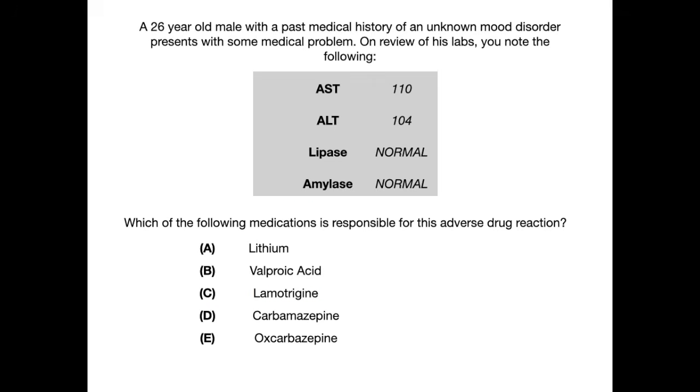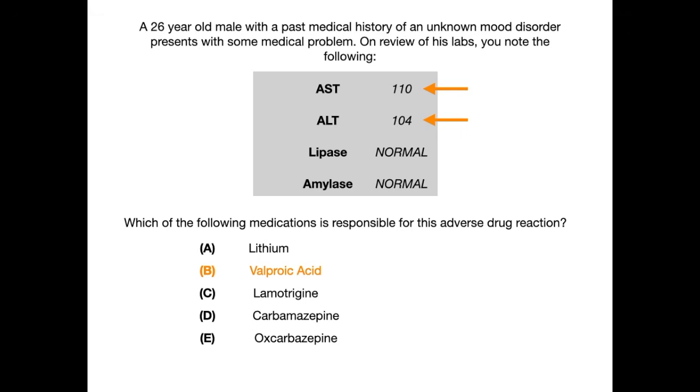Now let's do this practice question. So we're going back now to the review of labs. And on this lab printout, we're looking at liver function tests, or LFTs, and we're looking at pancreatic enzymes. And the question now is, which of the following medications, or mood stabilizers, is responsible for this adverse drug reaction? So obviously, because lipase and amylase are both normal, you can assume, if you're not already comfortable enough to recognize the actual values themselves, you can assume that these LFTs are elevated. And the only mood stabilizer that's going to classically cause what we refer to as a transaminitis, where that is to say that the LFTs are elevated, the only mood stabilizer that will do that is valproic acid.